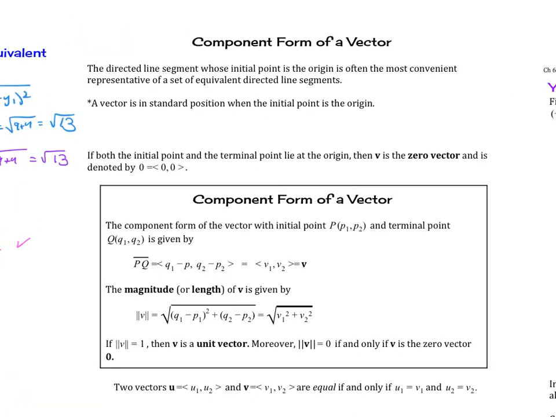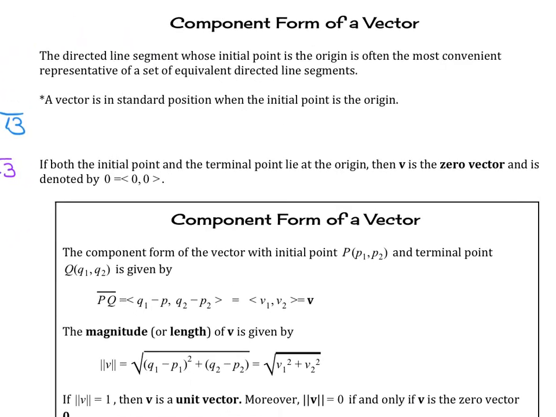Let's look at the component form of a vector. The directed line segment whose initial point is the origin is often the most convenient representative of a set of equivalent directed line segments. We want it to be at the origin. So a vector is in standard position when the initial point is the origin. If both the initial point and the terminal point lie at the origin, then v is a zero vector and is denoted by 0 or 0, 0.